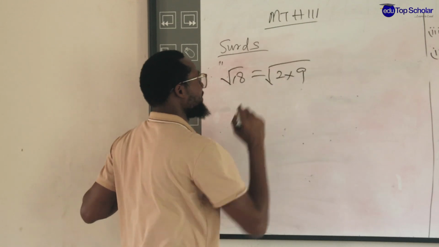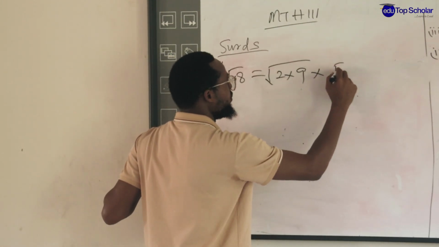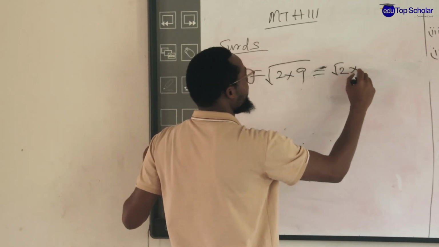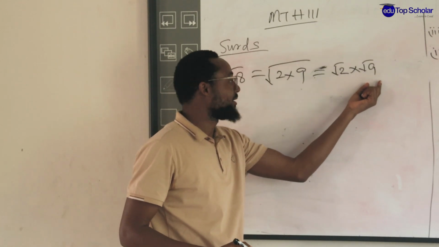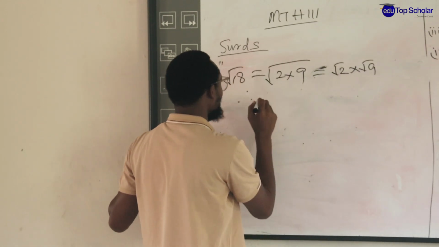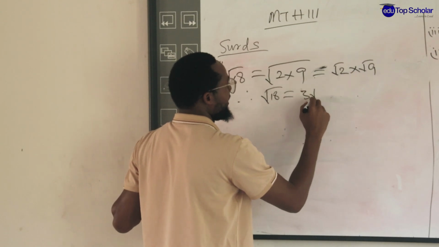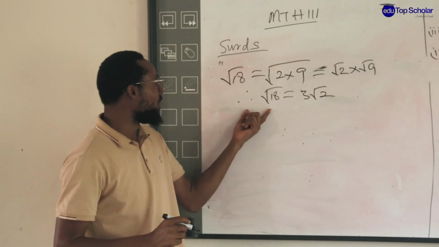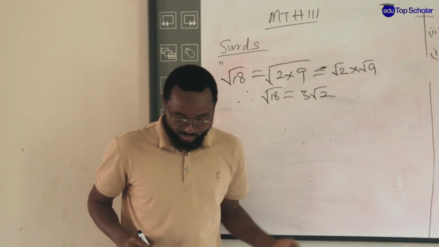And the root of this, from the first law, will give us root 2 multiplied by root 9. And we know that the square root of 9 is 3. Therefore, root 18 will give us 3 root 2. This is the reduced form of the square root of 18. This is what surds want to give us.